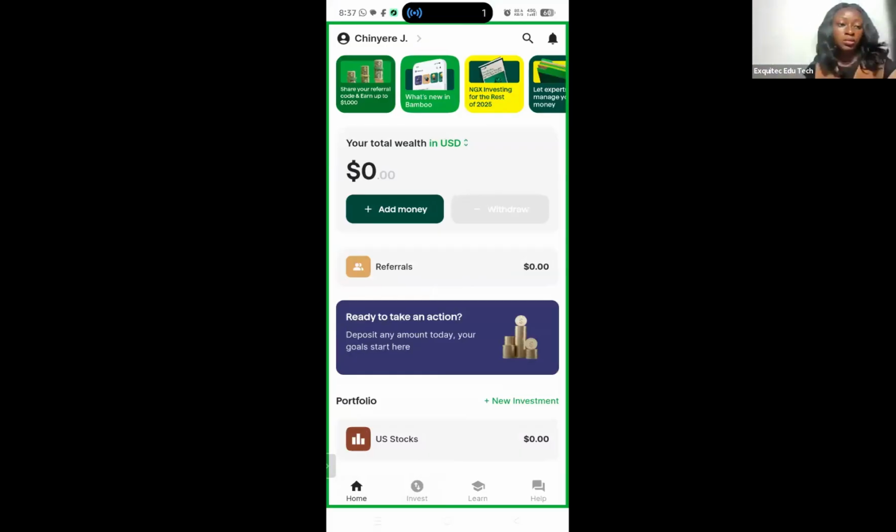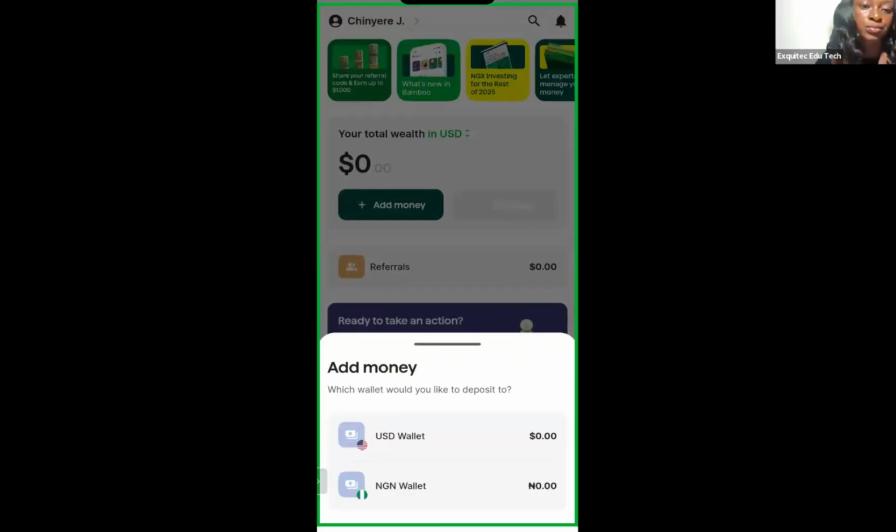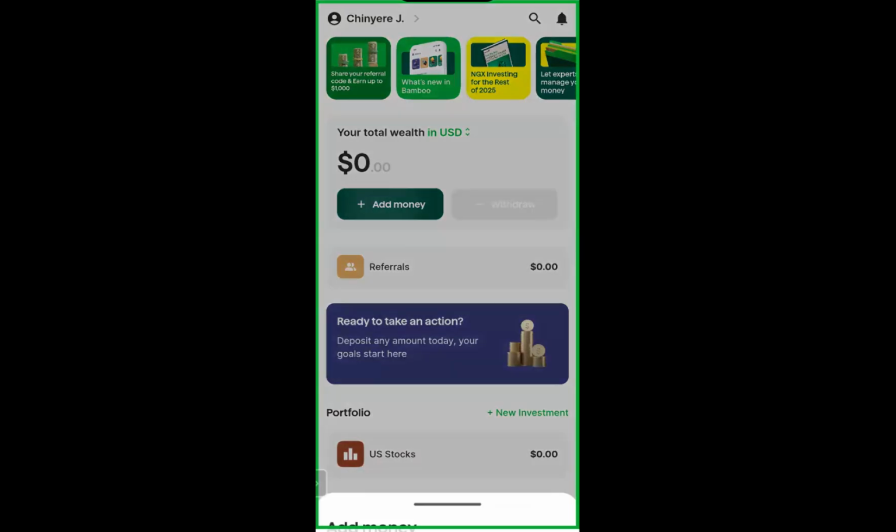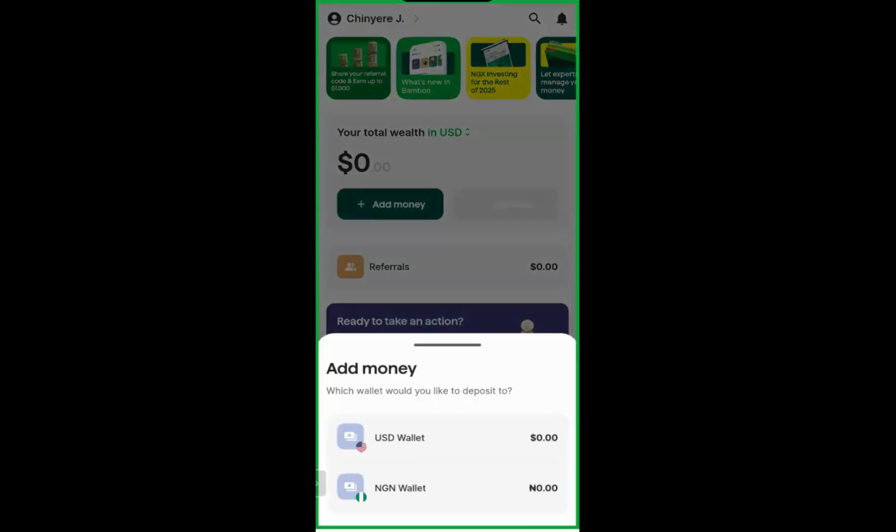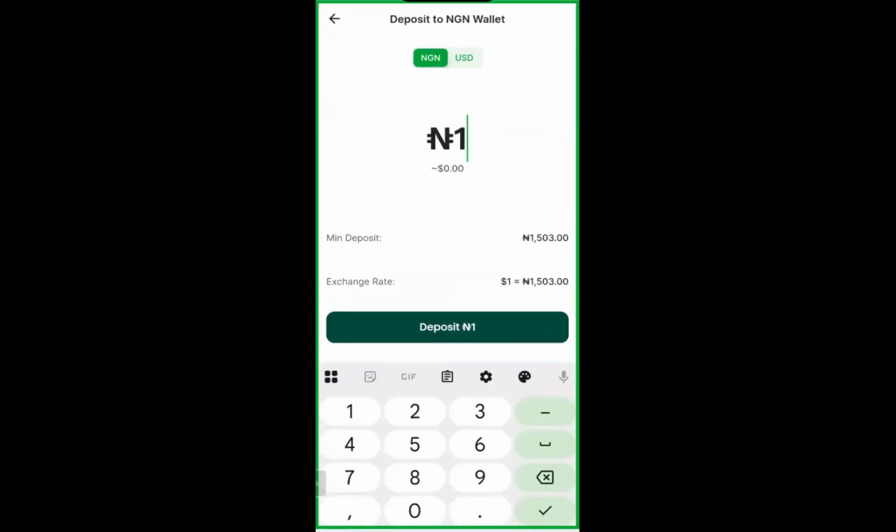I'm going to help my mother start investing. I'm going to invest with 10,000 naira. So when you want, you can see that it has the option of US wallets or Naira wallets. So what I'll do is I'm going to add money and click on my Naira wallet and click on like the 10,000 naira deposit. Go ahead and pick deposit.